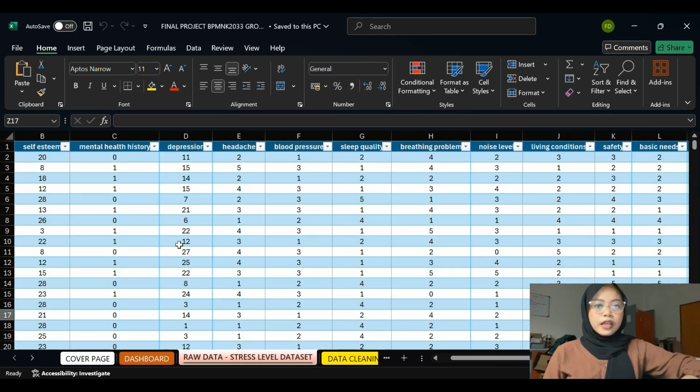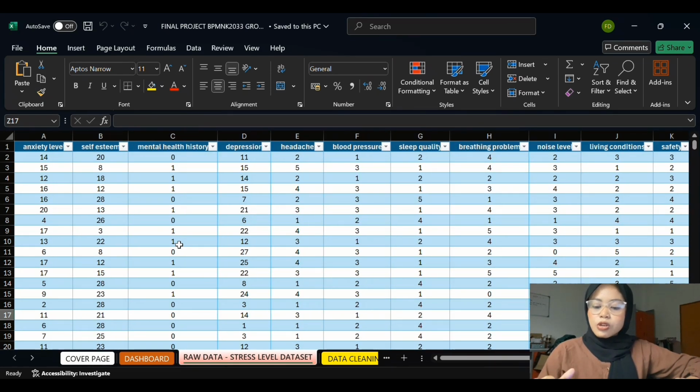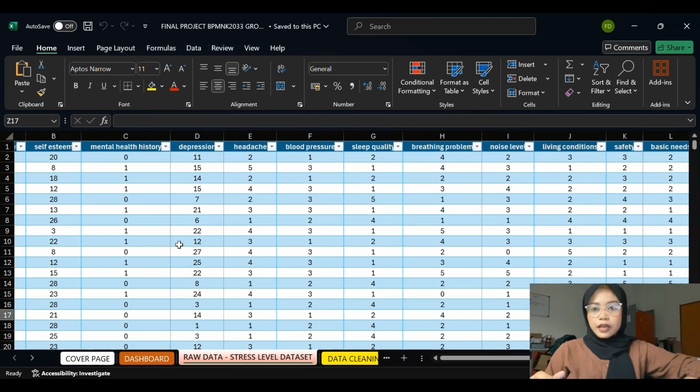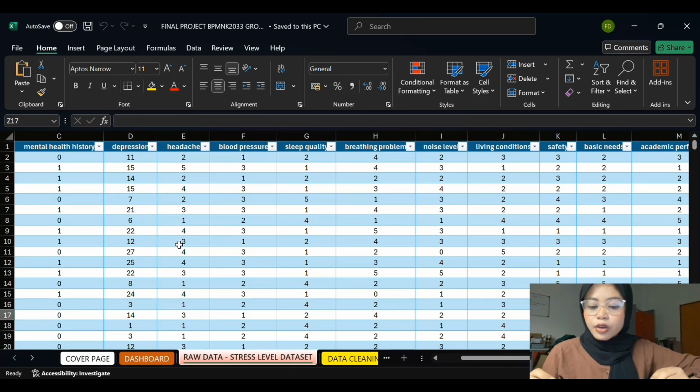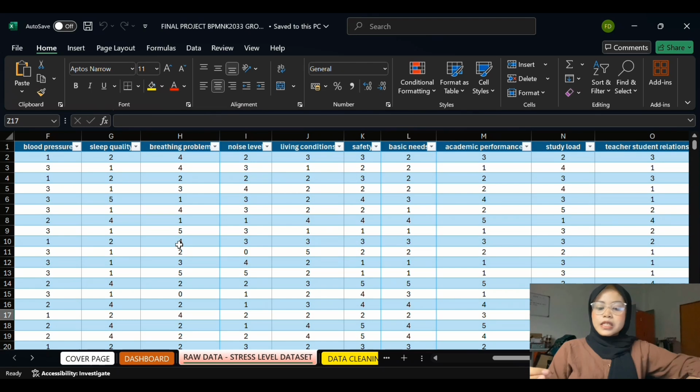So this is the raw data that we get. Our data set focuses on stress levels and includes 23 other variables that capture psychological, social and environmental factors. The key variables include anxiety levels and self-esteem as the psychological indicators, sleep quality and study load as the lifestyle factors, and bullying and social support as our social influences. This rich data set will give us the opportunity to explore the complex relationships between variables. However, as with any real-world data set, cleaning and preparation were critical before moving to the analysis.